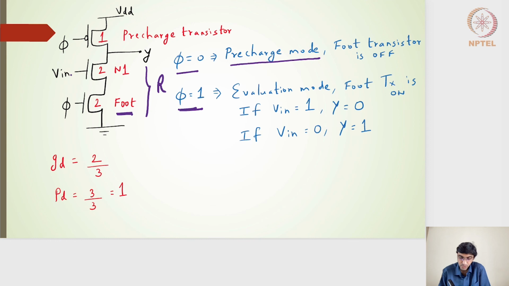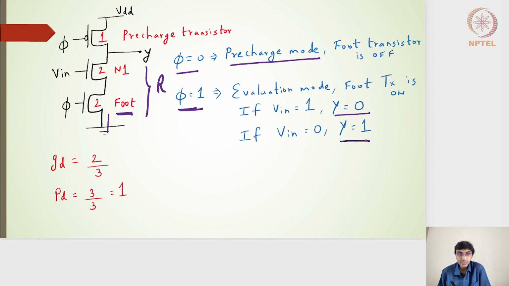If V input is 0, there is no complete discharge path to the ground, and thereby Y will be retained at logic level high. Whenever V input is 1, Y will have a discharge path through the N1 transistor as well as the foot transistor to the ground. So that's what I have written: Y is equal to 0 and Y is equal to 1.